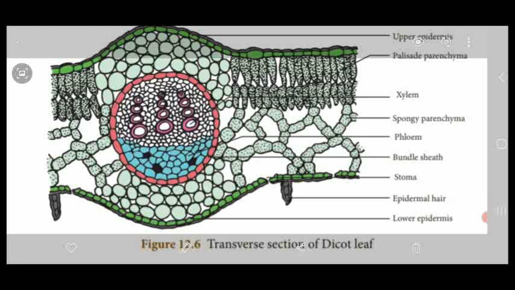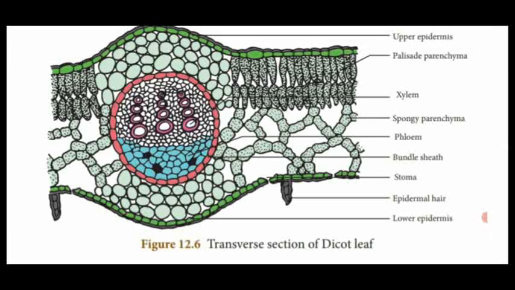Then coming to the vascular bundle. Vascular bundles are surrounded by closely packed, thin-walled parenchymatous cells without intercellular spaces, barrel-shaped. On the inner side they have xylem and phloem. Normally, the phloem faces the upper epidermis, that is towards the periphery.